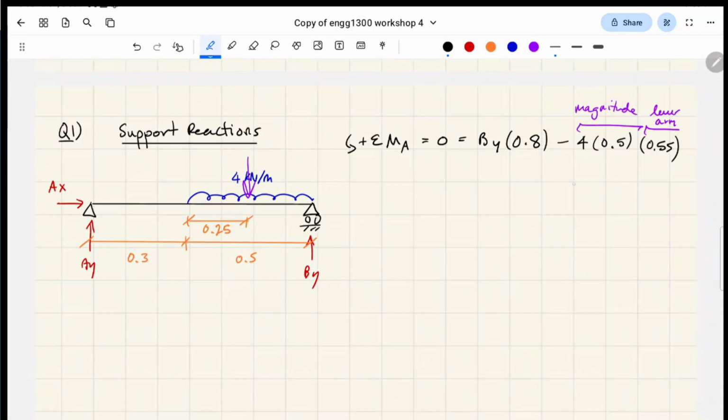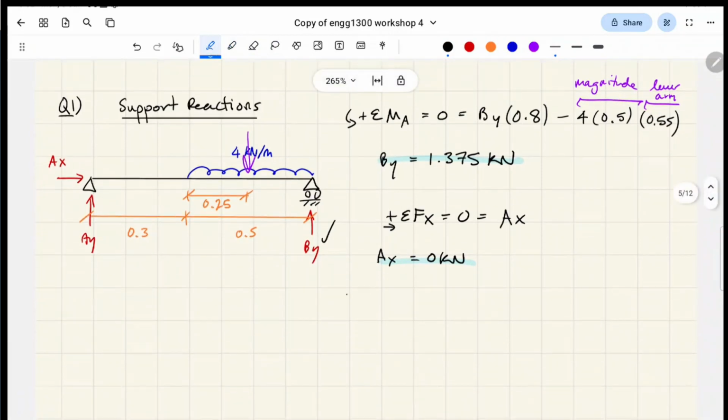Cool. And then, now we can solve this because we just have our one unknown. So by is 1.375 kilonewtons, right? So now that we have by, we can solve for ax or ay next. We know that the sum of the forces in the x direction is equal to ax, and so ax is equal to 0 kilonewtons, right? That's all good then.